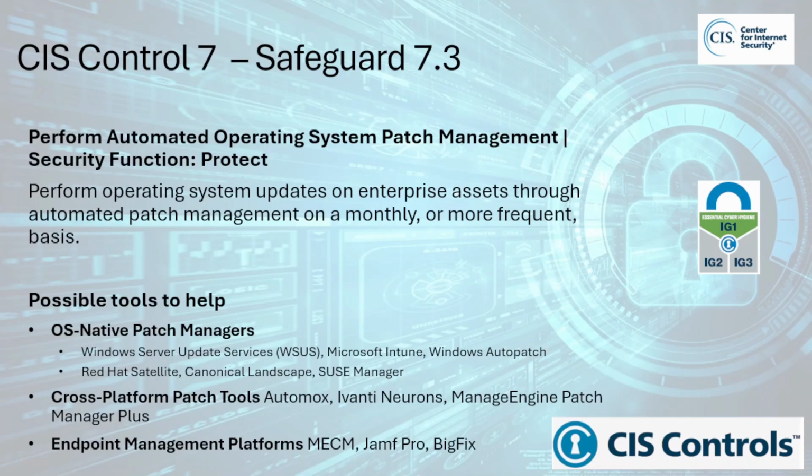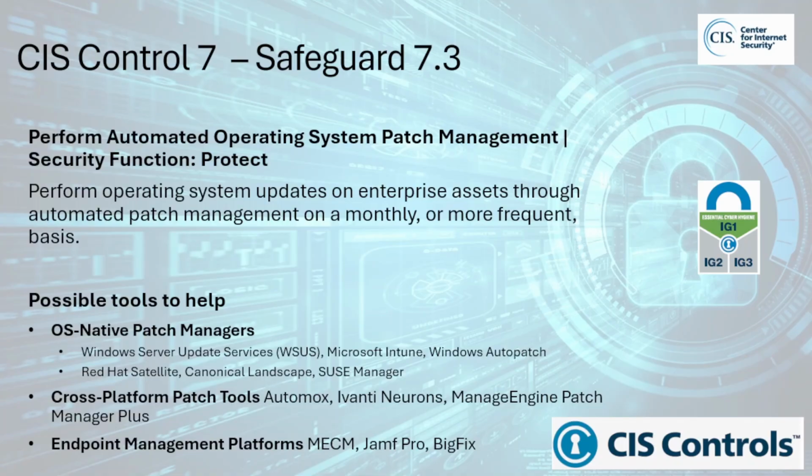Safeguard 7.3, perform automated operating system patch management. This comes under the Protect Security function and is within Implementation Group 1. The safeguard requires organizations to automatically deploy security patches and updates for operating systems across all devices in the environment. Automation reduces human error, ensures consistency, and improves the speed of applying critical updates. The process should include scanning for missing patches, automatically scheduling or deploying updates, and verifying successful application of patches.